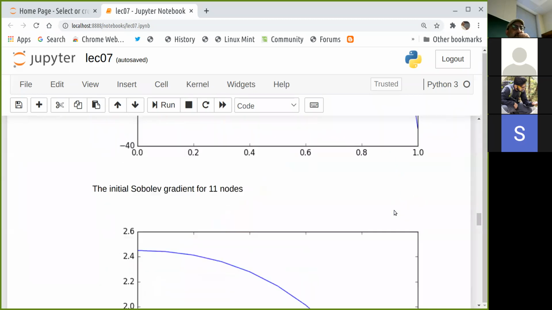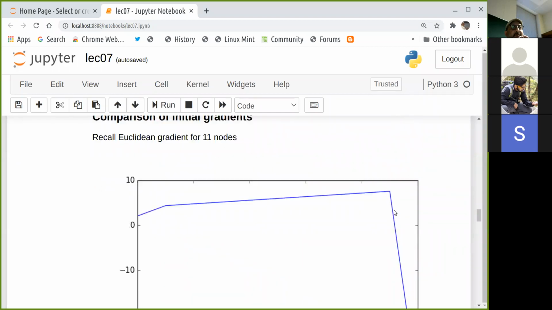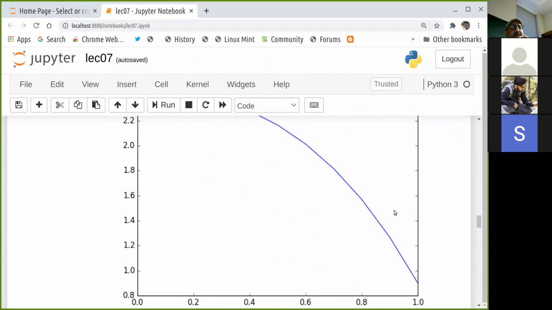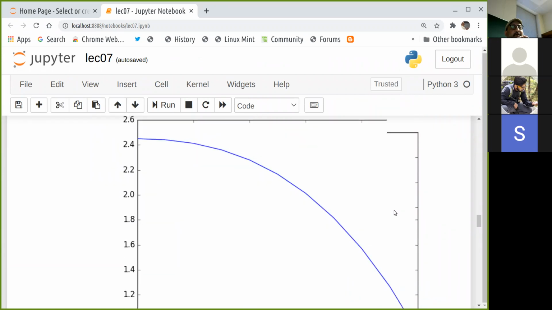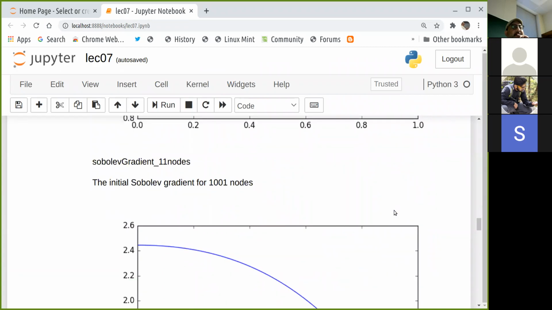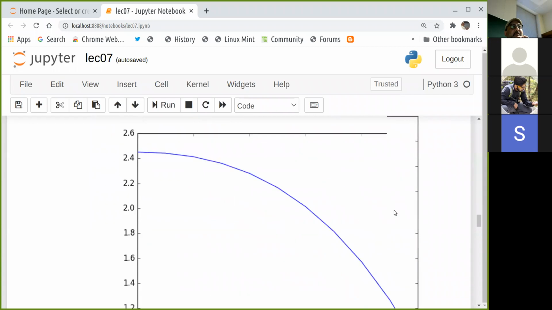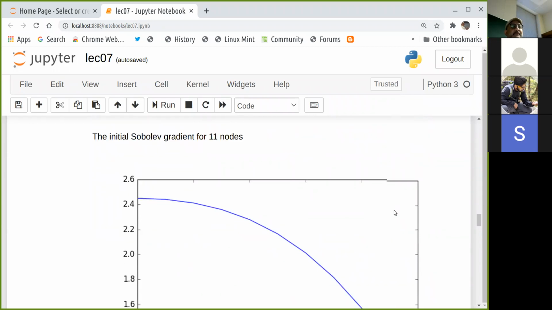Remember, for 11 nodes, the initial gradient was very spiky for the Euclidean gradient. But the Sobolev gradient looks like this for 11 nodes. It's very smooth. For 1,001 nodes, it's very smooth, and it looks like essentially the same curve, right?